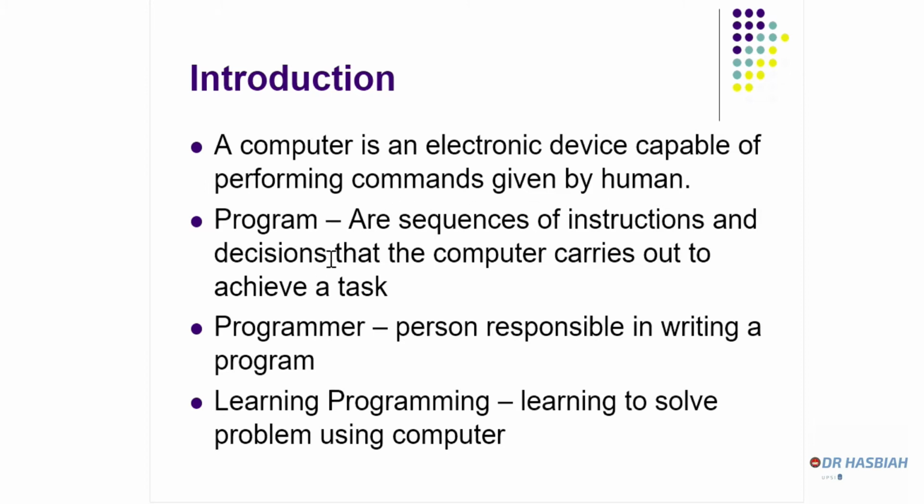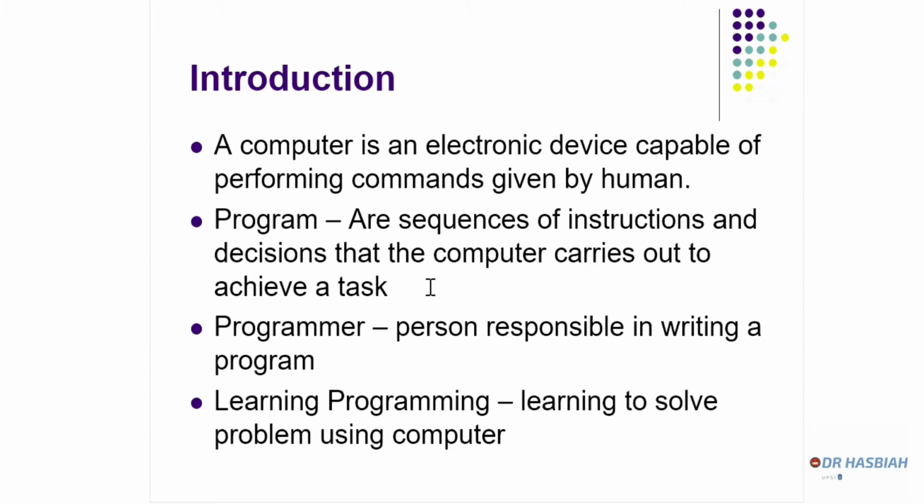So what is a program? A program is a sequence of instructions and decisions that the computer carries out to achieve a task. So you have a sequence of instructions or decisions, and the computer will carry out all these instructions and decisions to achieve a task. It must be a specific task to achieve. So that is the program. After this, we will learn the program in detail. We want to learn how to do the program.